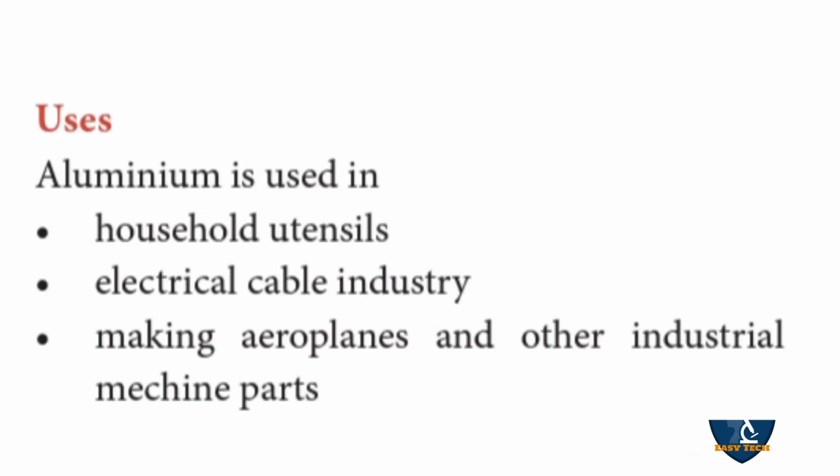Uses. Aluminium is used in household utensils, the electrical cable industry, making aeroplanes and other industrial machine parts. So these are the uses. They may ask this in your 2 marks. Household utensils are nothing but vessels. The electrical cable industry also uses aluminium wires. Aeroplanes and other industrial machine parts are also made from aluminium.